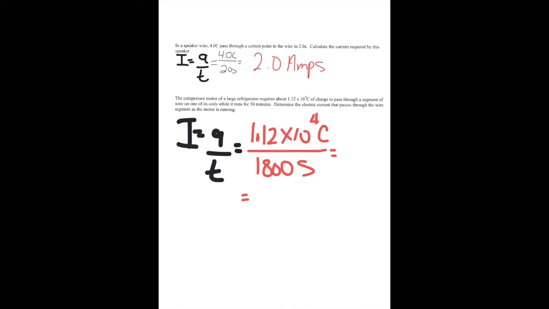The compressor motor in a large refrigerator requires 1.12 times 10 to the power of 4 coulombs of charge to pass through a segment of a wire on one of its coils while running for 30 minutes. Determine the current that passes through the wire segment as the motor is running. So Q is equal to the amount of coulombs, 1.12 times 10 to the power of 4 coulombs, over 1800 seconds, which means this is going to work out to 6.2 amps.